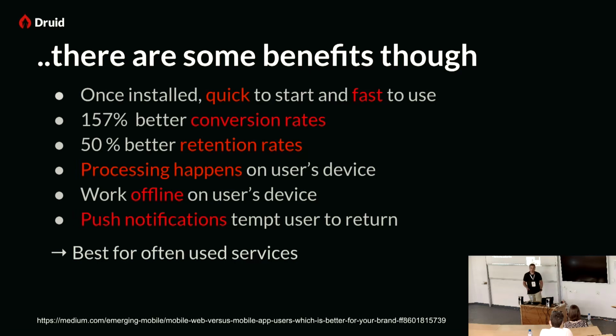Then we have a lot better conversion rates compared to websites, like 157% and 50% retention rates. These are numbers from this URL. I hope you can't see it, but this is why you could download the presentation. You could offload some of the processing to the user's device with the native mobile application. They work offline, and then you have push notifications, which is the biggest thing from the marketing perspective. Simply put, they're best used in services that you use constantly, continuously.